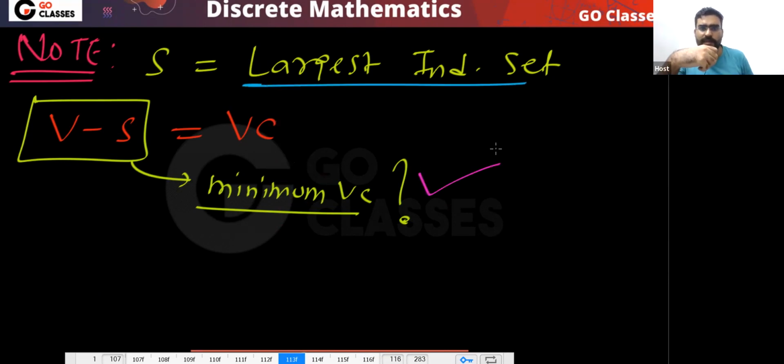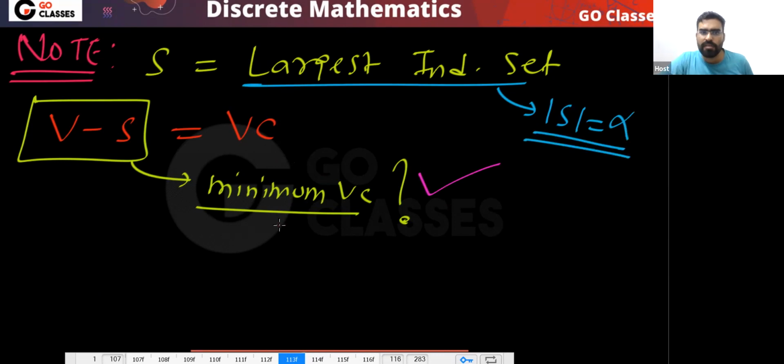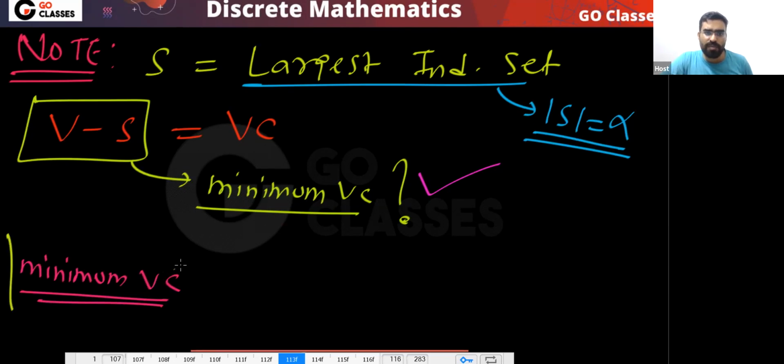See, this is the largest independent set. If this is the largest independent set, it means its size is equal to alpha. And whatever is your minimum vertex cover, what will be the size of the minimum vertex cover? The size of the minimum vertex cover should be n minus alpha.